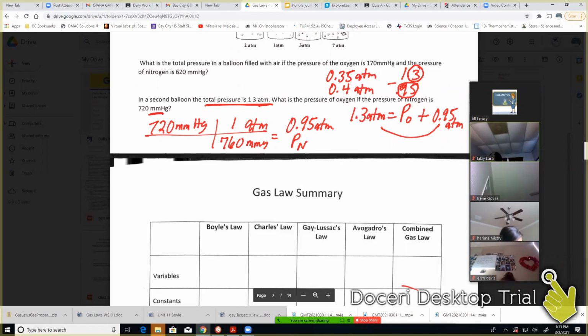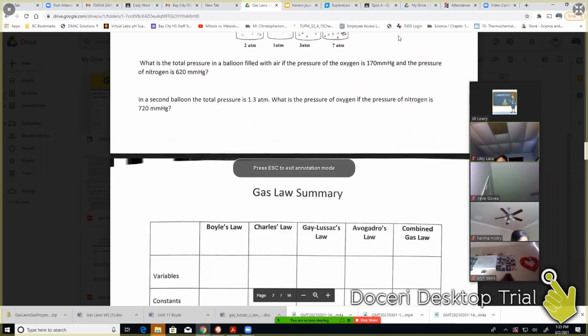Ronnie, can I erase this? Are you okay? Do you have what you need? Okay. If you look at your pink sheet, let's see if we can look.